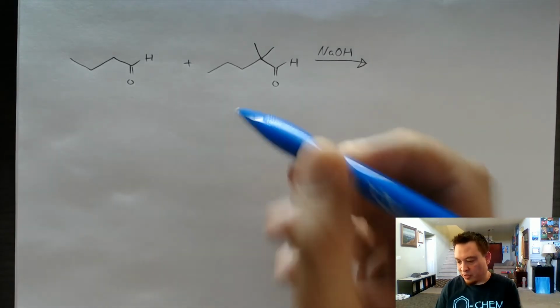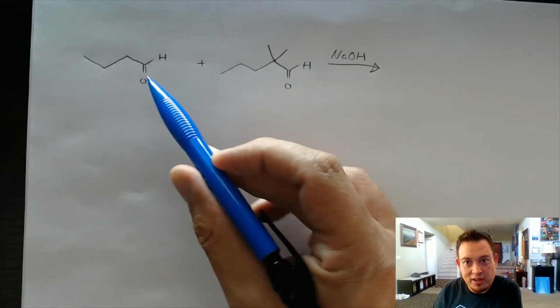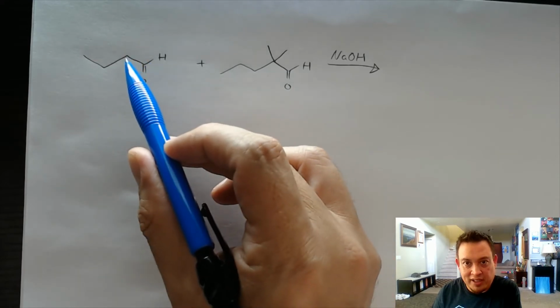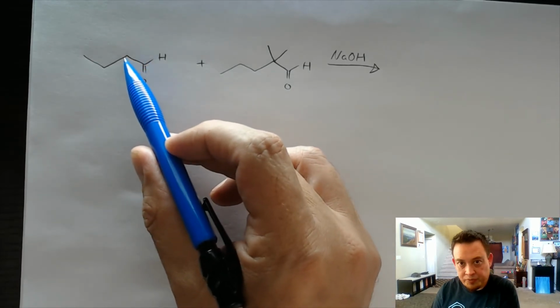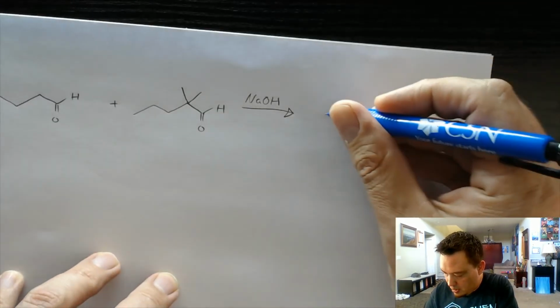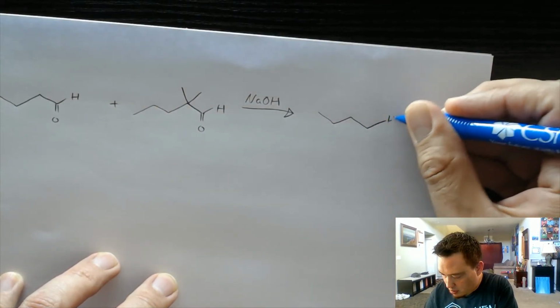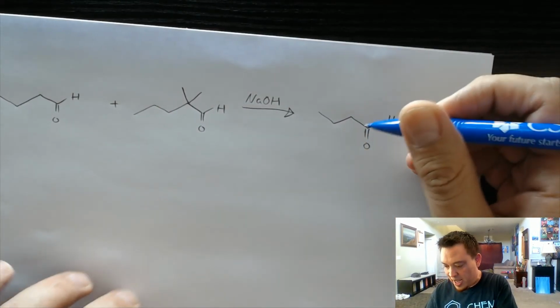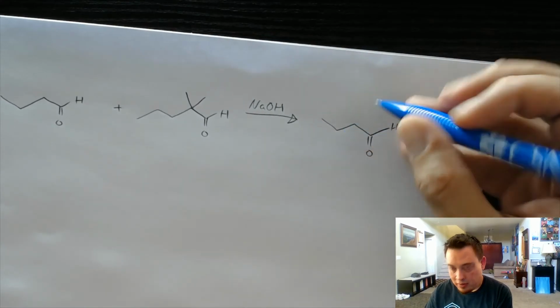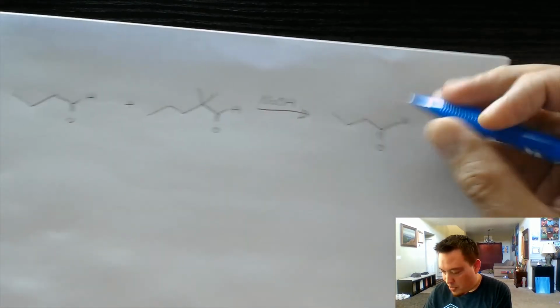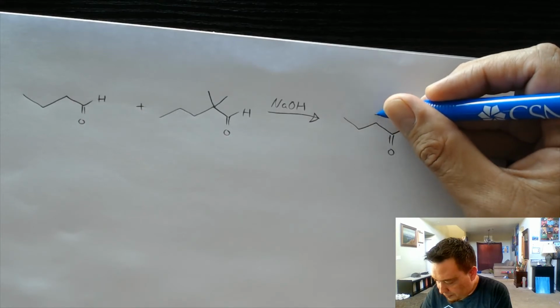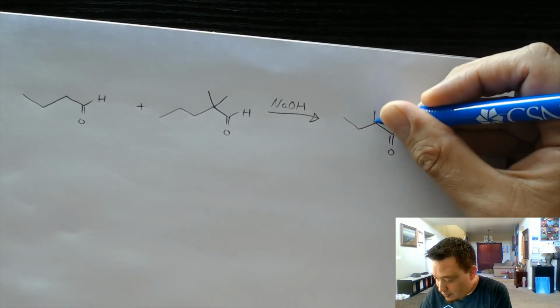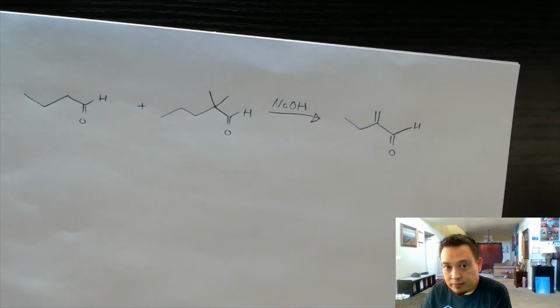Okay. So this one has no alpha hydrogens. This one does. So we're basically going to get substitution here. Or sorry, then 1, 2, 3, 4. So remember, for the aldol, we basically get a double bond. Instead of double bond O, it gets double bond alpha carbon, right? Like that.